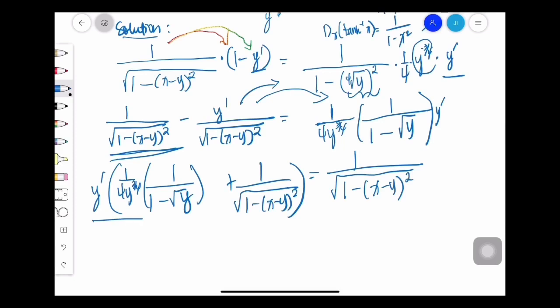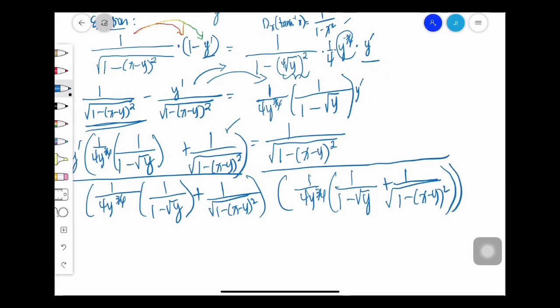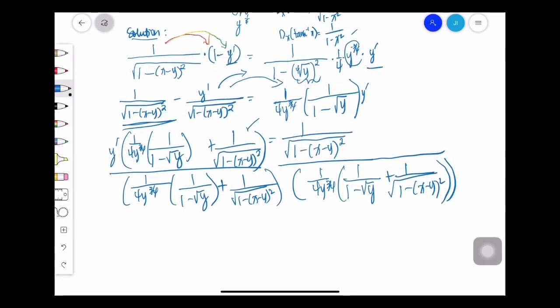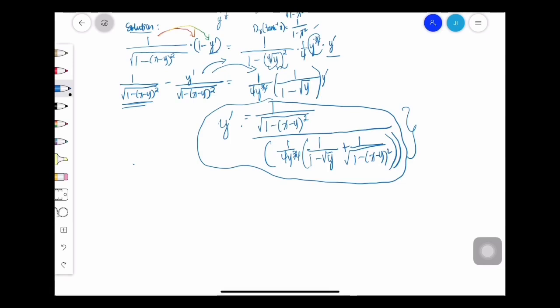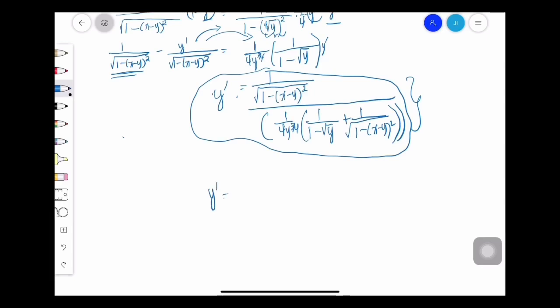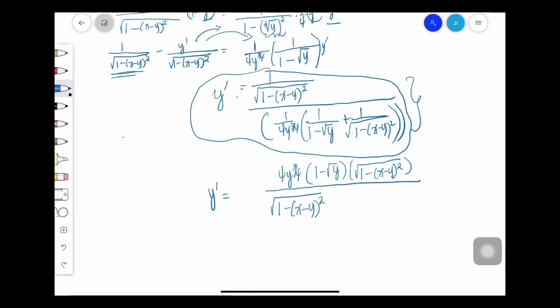And what's the last thing to do? We need to divide both sides by this factor. So copy that. Okay, that's a long fraction, but this will just cancel out. So we're left with, verify that mentally, I'm kidding, that this is equal to y prime. So y prime is equal to 4y raised to 3/4 times 1 minus square root of y times square root of 1 minus quantity x minus y squared, all over square root of 1 minus quantity x minus y squared times 1 minus square root of y plus square root of 1 minus quantity x minus y squared.